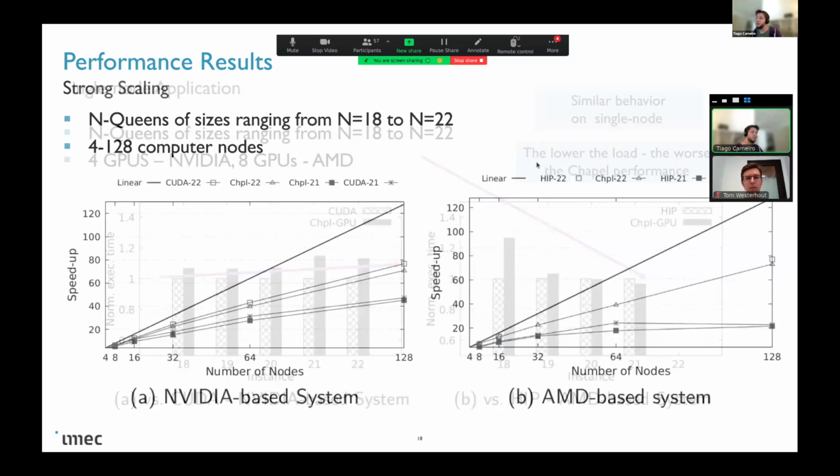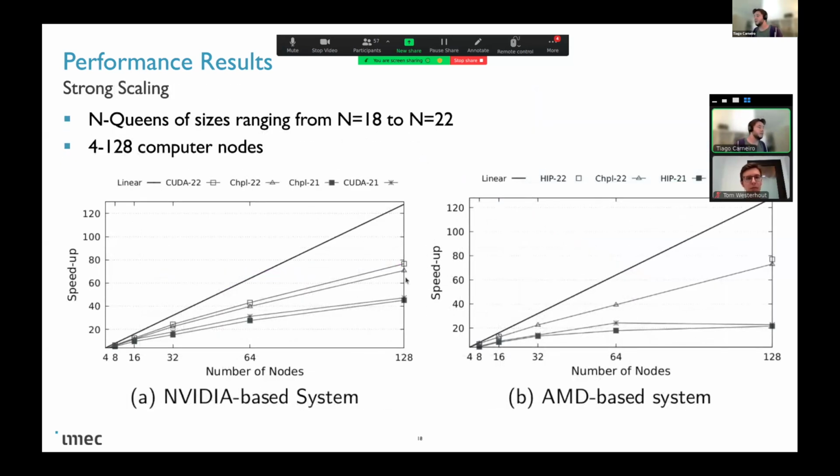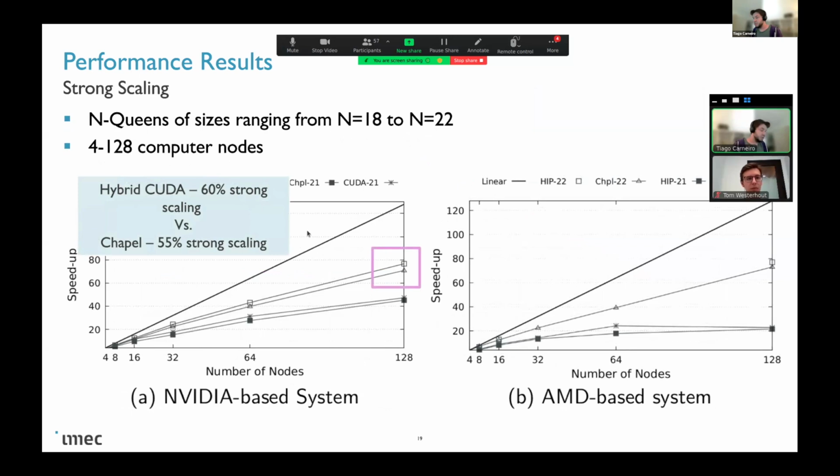In terms of speedup, what we can see here is that, for me, the application scales well on 128 computers for the biggest loads. When there is enough load for 512 GPUs, the hybrid CUDA plus Chapel achieves 60% of strong scaling efficiency. In Chapel, 55%. I think it's okay.